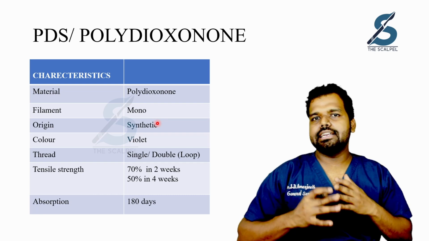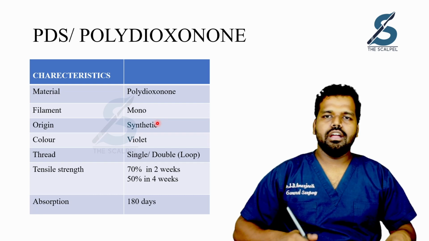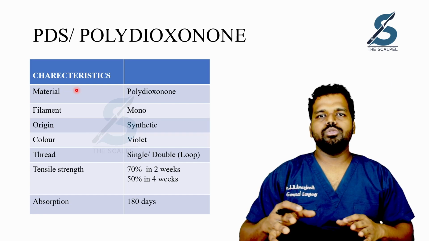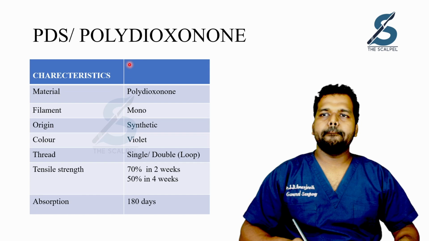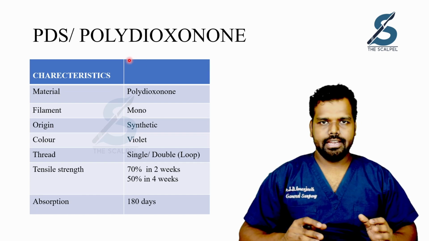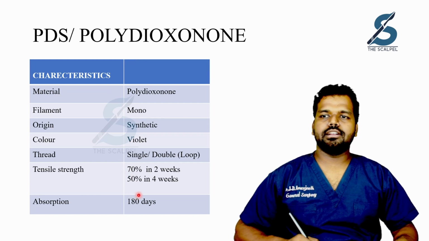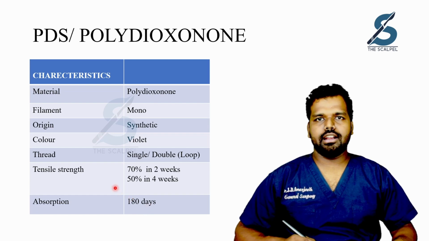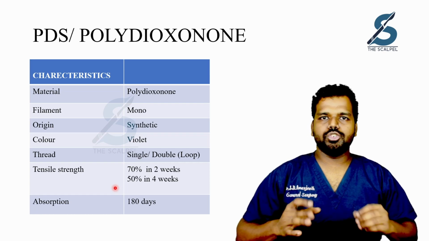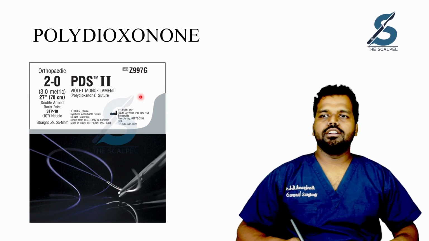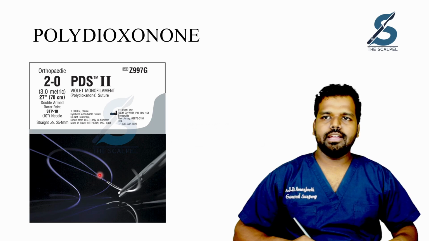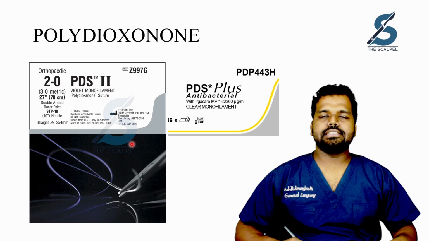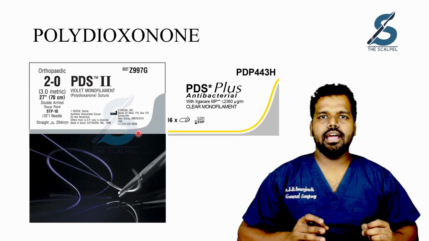So this is actually a delayed absorbable suture material. And when you have to choose between delayed absorbable suture materials, which have to stay there for a longer period, the suture material of choice is PDS. The absorption time is 180 days, whereas in Vicryl and Monocryl it was between 90 to 120 days. So this is how the loop PDS looks. And there is something called PDS Plus, where PDS has been coated with triclosan, an antibacterial.